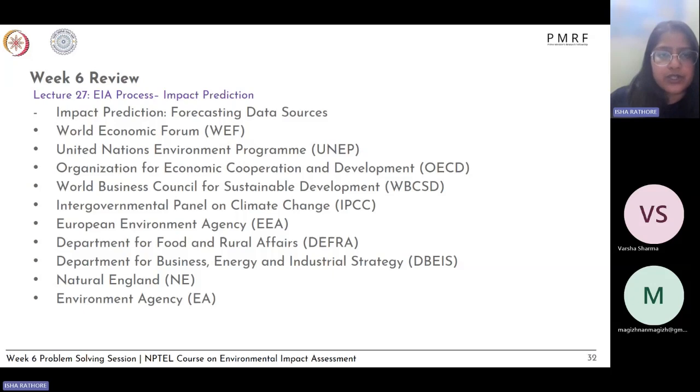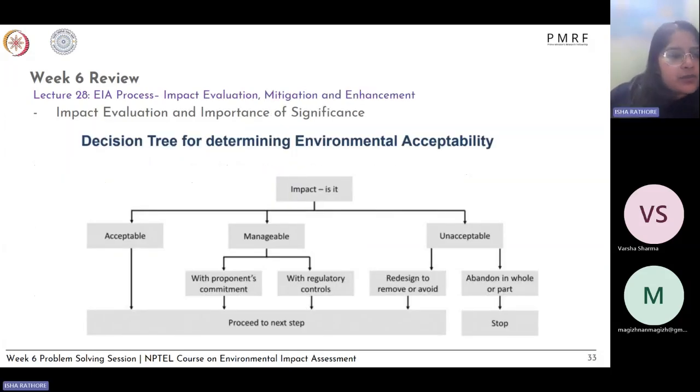Okay, then for certain forecasting data sources we looked at, for example, the World Economic Forum, the United Nations Environment Program, and the Intergovernmental Panel on Climate Change. All of these agencies give certain data sources from which you can take baseline numbers for different categories. In India, you can also use the CPCB data for your impact predictions for quantitative analysis.